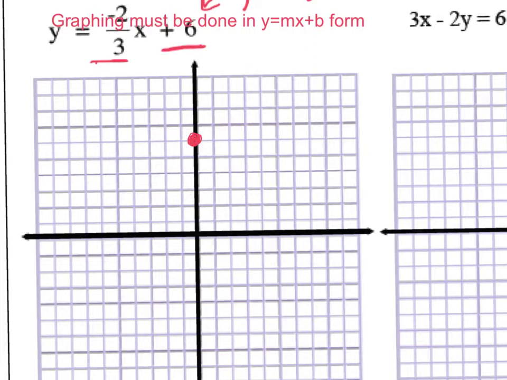Then I look at my slope, which is right over here. It's negative 2/3. So from that point, I'm going to go down 2 and over 3. Down 2 and over 3. And then I can connect all of those points with arrows at each end. That you should be familiar with.